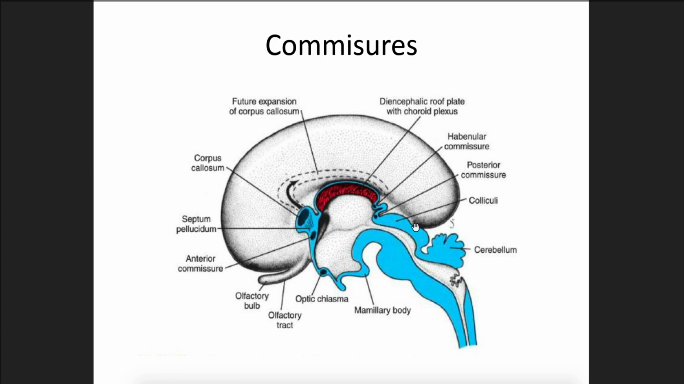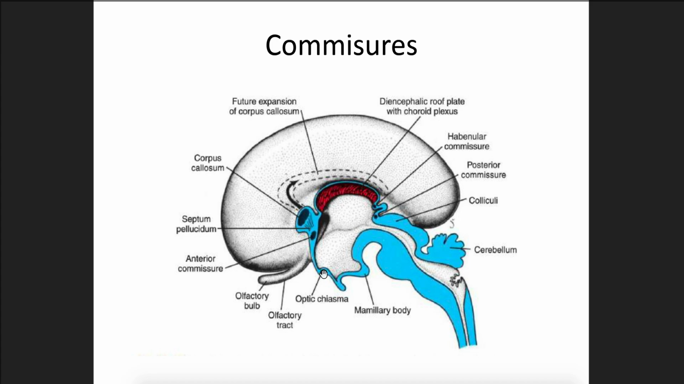You don't need to do the detail right now, but this is the posterior commissure, this is the habenular commissure, the corpus callosum, this dotted line that you see here. This corpus callosum is the most important commissure to develop, and it connects one hemisphere to the other. Then you have the anterior commissure. The optic chiasma is also fiber bundles, so that's a commissure. So the white matter, whenever it gets together as a bundle in the cerebral hemispheres, it is known as commissures.